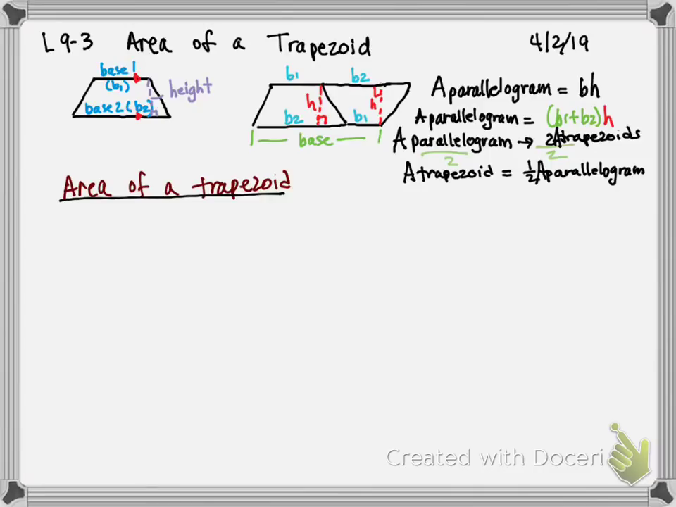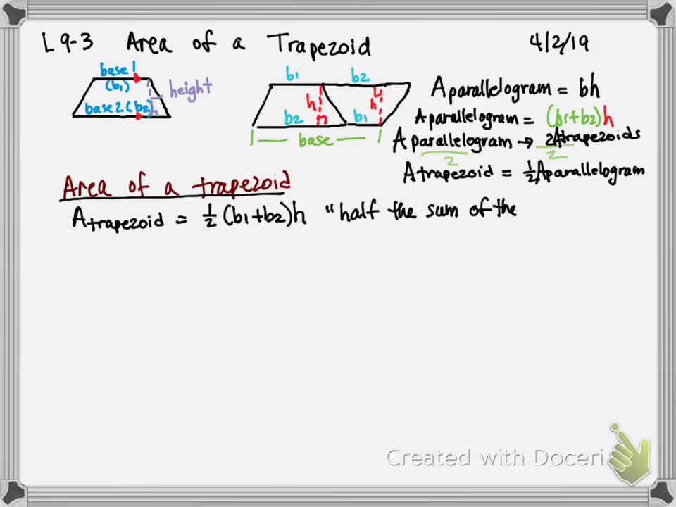So if our parallelogram had an area of B1 plus B2 times h, we're going to take half of that. So we get 1/2 (B1 + B2) times h. So the two bases are the two sides that are parallel to each other. No other sides are parallel in a trapezoid. So we say, in words, half the sum of the bases times the height.